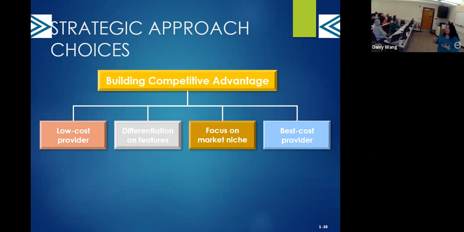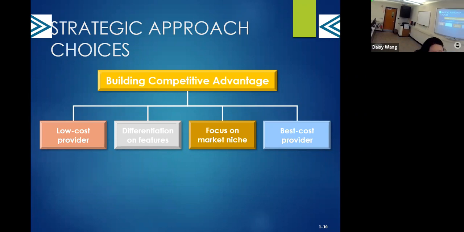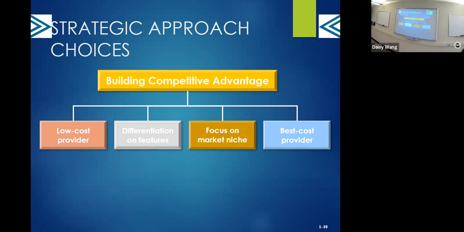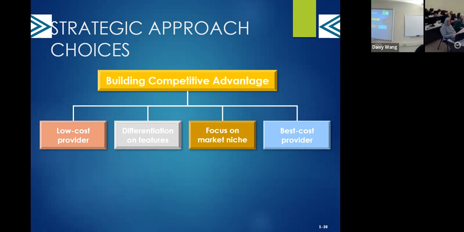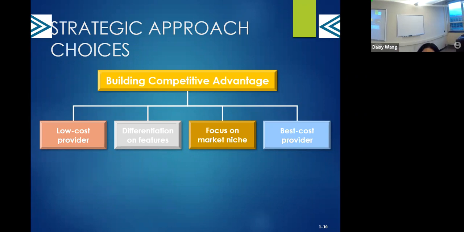So sometimes when we have a differentiation strategy, we would try to differentiate the product or service by something small, like the bottle. Or have you heard of this new bottled water called Liquid Death? Oh, sorry, it's a can. It's in a metal can. When I first saw the commercial, I was like, what the heck? Let me show you the commercial.